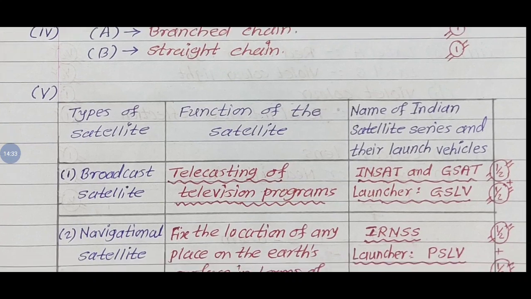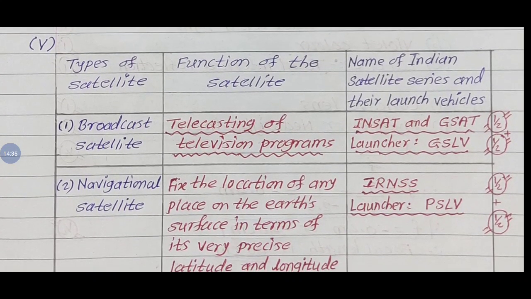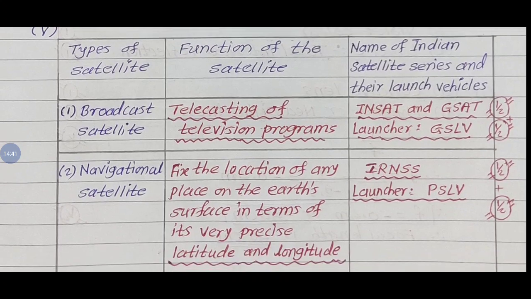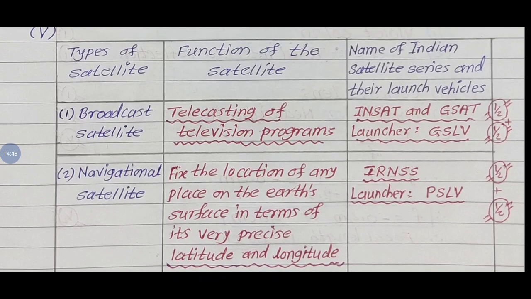Now complete the table. So function of the first satellite is, that is a broadcast satellite, telecasting of television program, and name of Indian satellite series is INSAT and GSAT, and launch vehicle name is GSLV. Half mark you are getting. You are writing the function half mark, and second column that Indian satellite series and launch vehicle names, you are getting one more half mark.